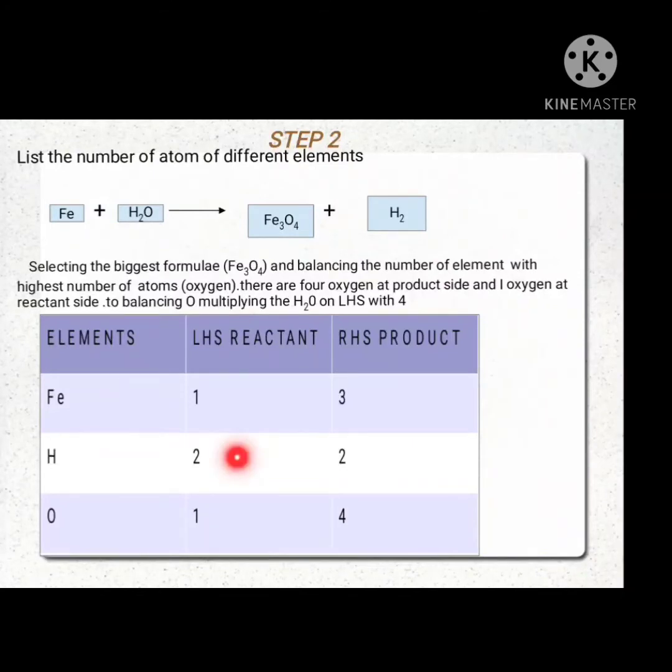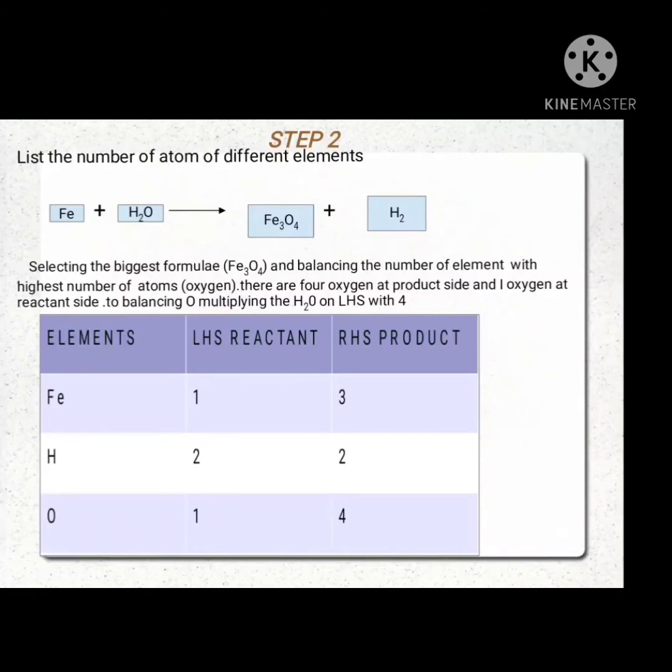On the left hand side, 2 hydrogen atoms are present. On the right hand side, 2 hydrogen atoms are present. In the case of oxygen, the number of oxygen atoms present on the left hand side is 1. And on the right hand side, the number of oxygen atoms present is 4.